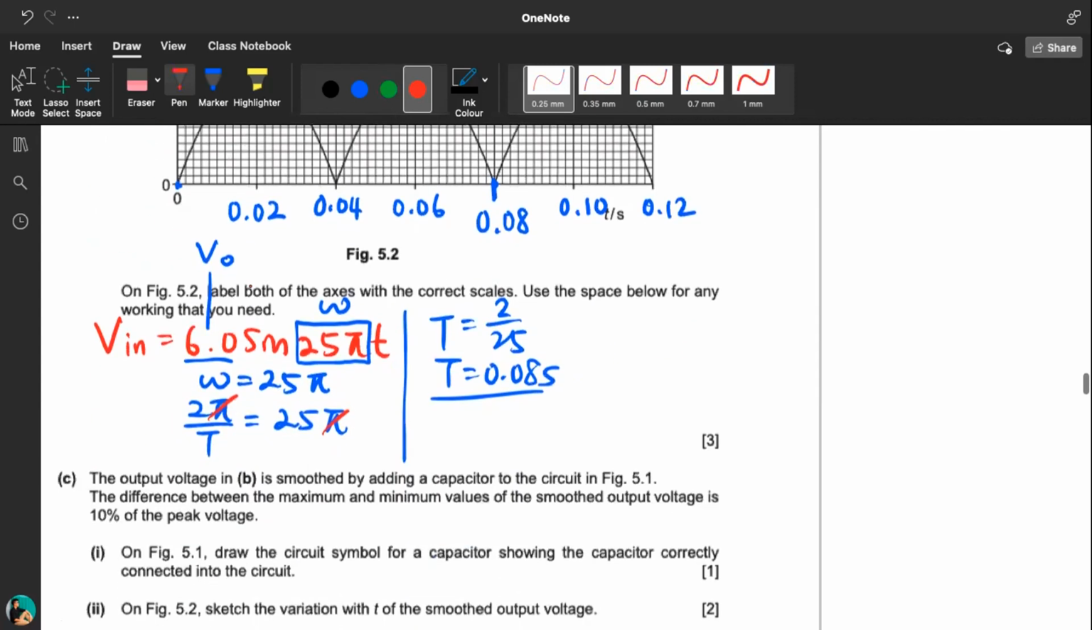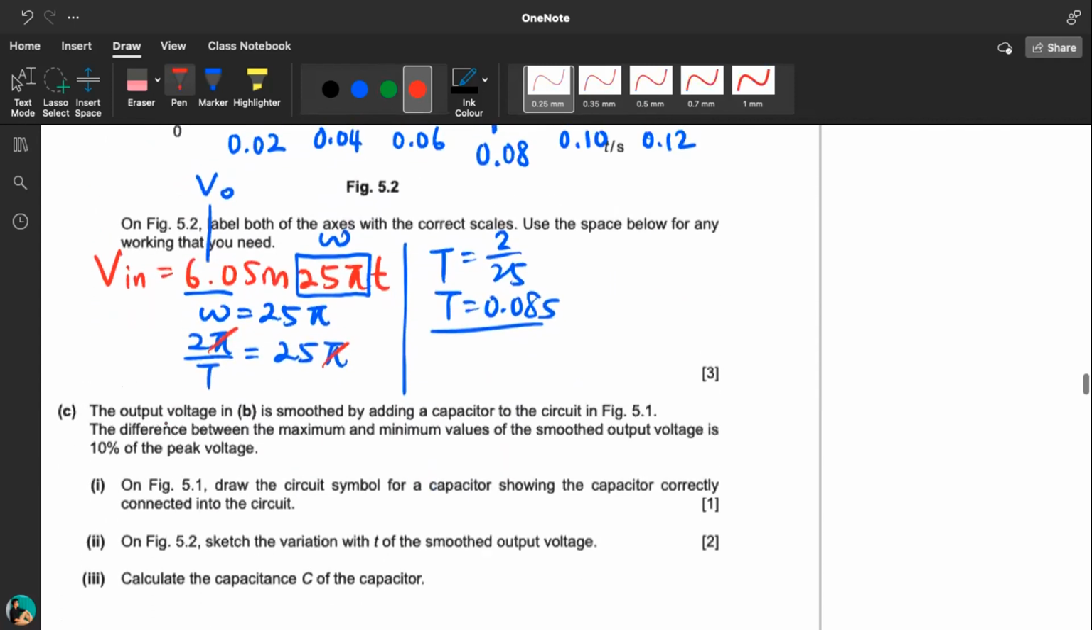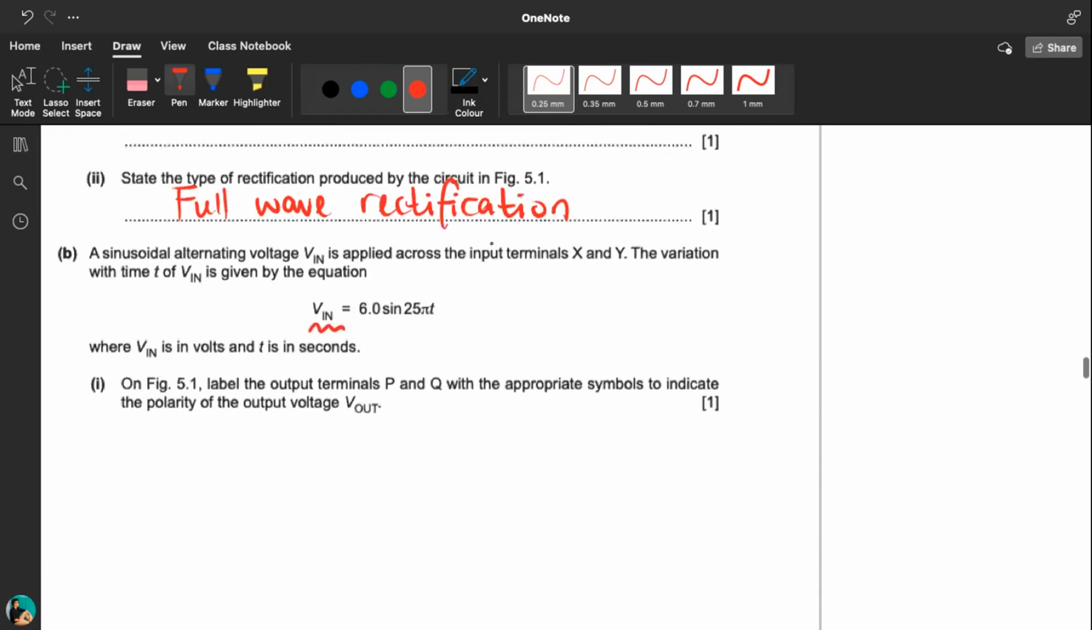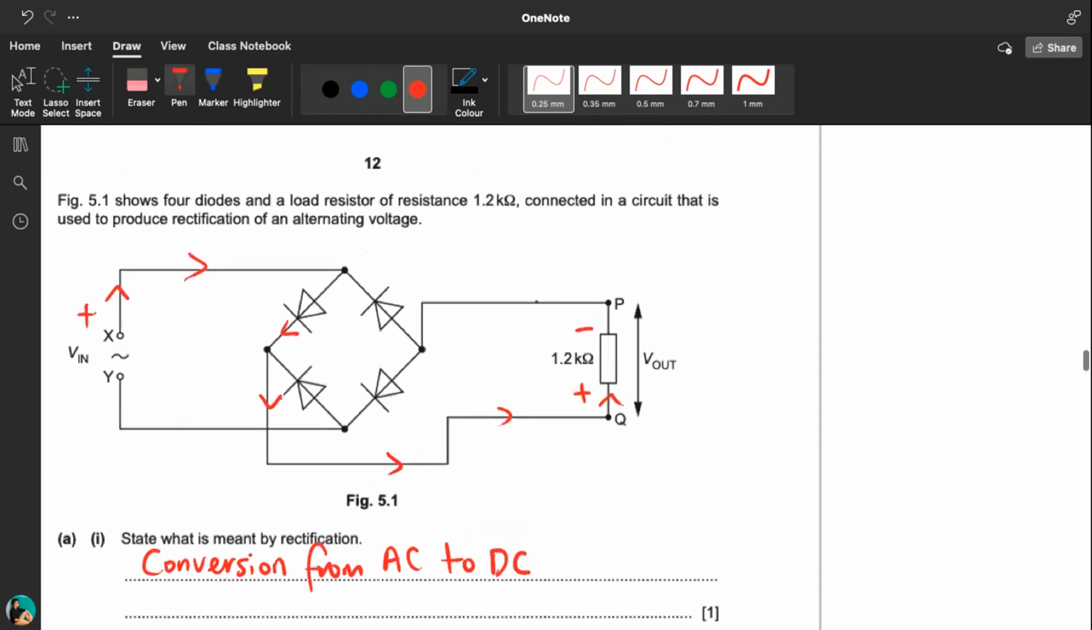Okay, next one. The output voltage in B is smoothed by adding a capacitor to the circuit. The difference between maximum and minimum values of the smooth output is 10% of the peak voltage. Okay, so on figure 5.1, draw circuit symbol for capacitor showing the capacitor correctly connected to the circuit. So it must be parallel. Capacitor must be parallel to the resistor.